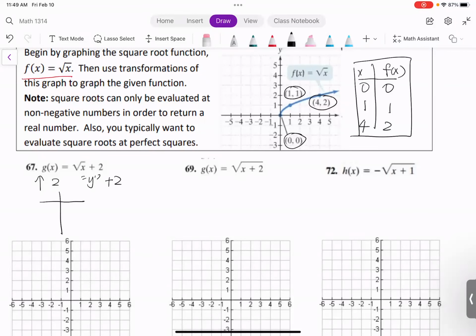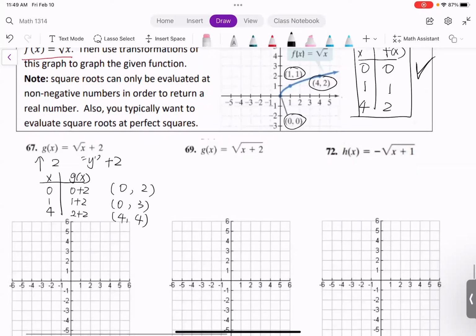So let's see the new key points. Based on the boxed key points here, we move up 2 units, so all the y need to be added by 2. X doesn't change: 0, 1, 4. So 0 plus 2, 1 plus 2, 2 plus 2. The new points are 0, 2, 1, 3, 4, 4.